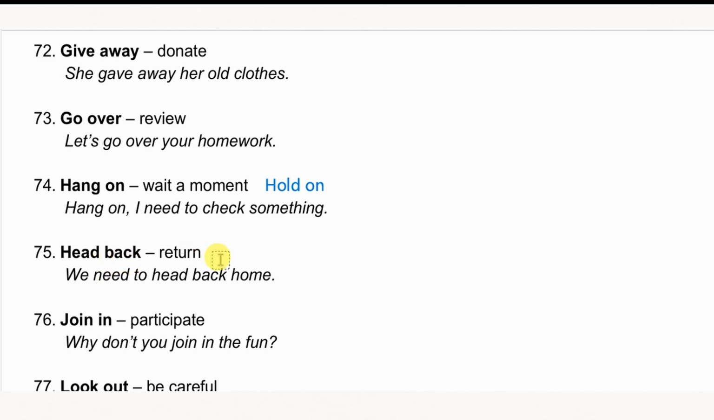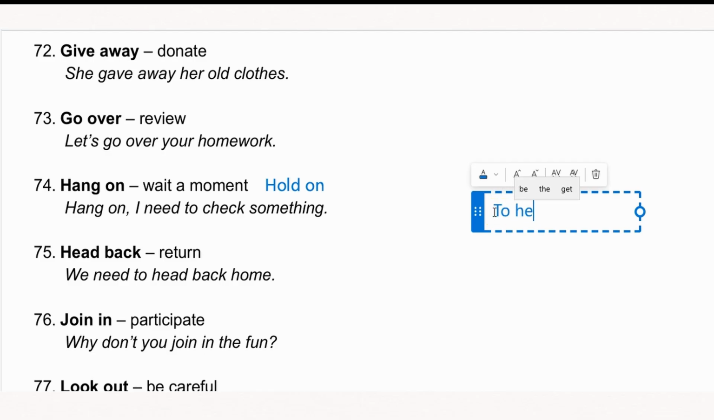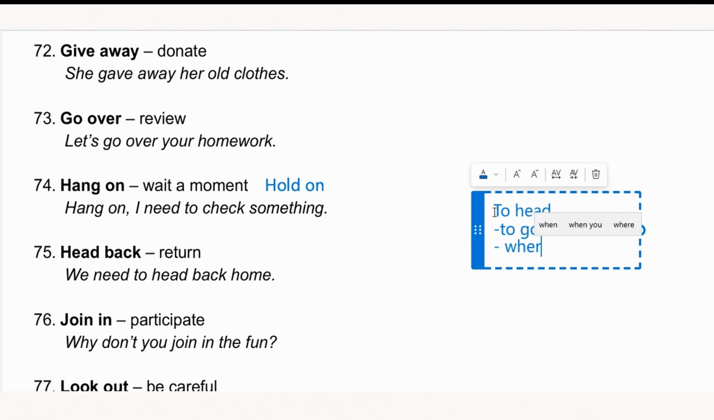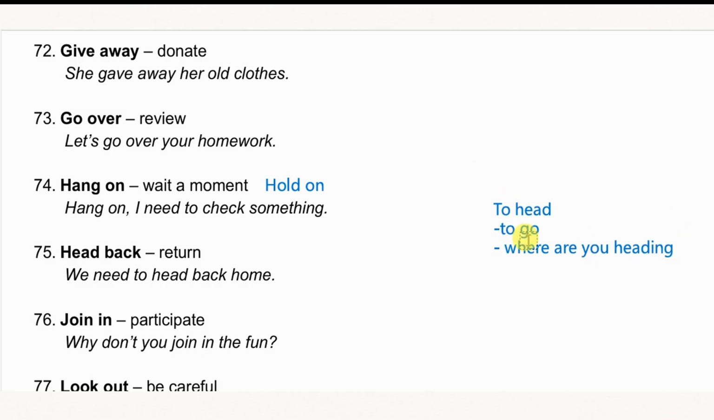Head back. Now this is to return. Because we have the verb in this, the verb to head. To head itself means to go. For example, you can say, where are you heading? To head means to go. So when you say head back, to head back, this is to return. We need to head back home, means we need to return home.